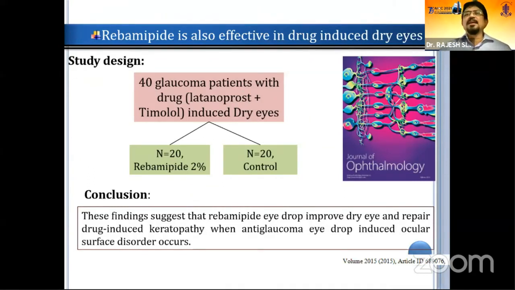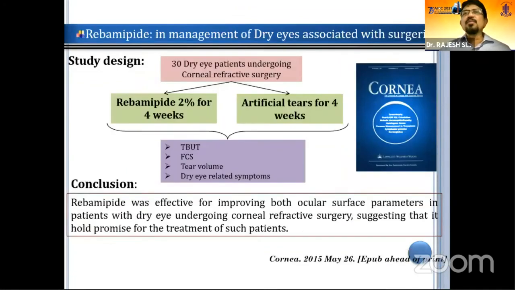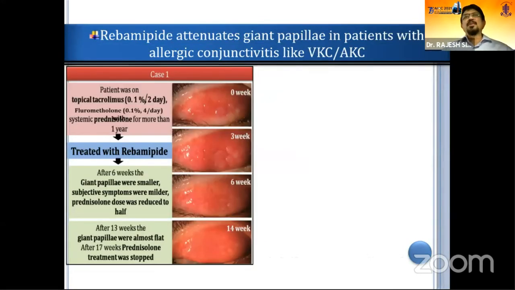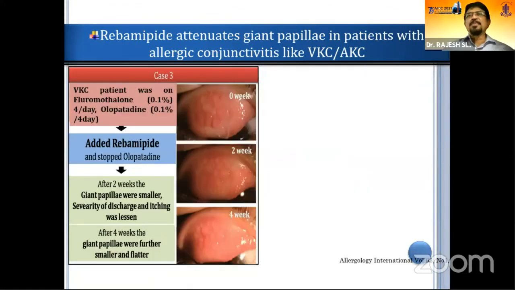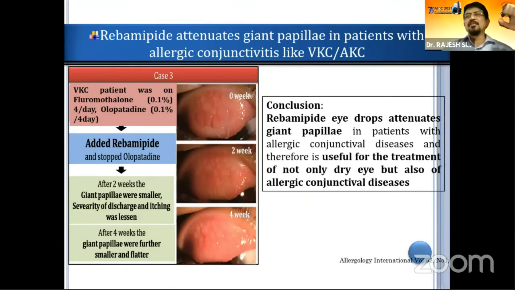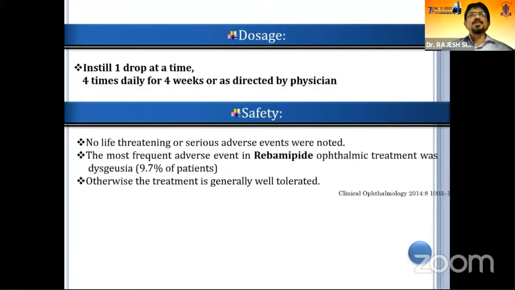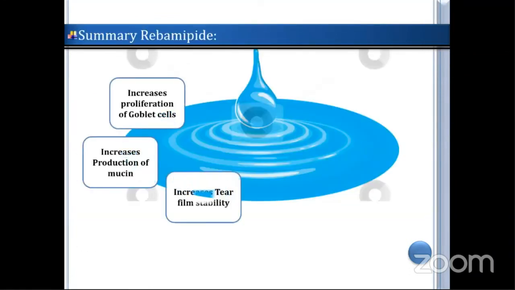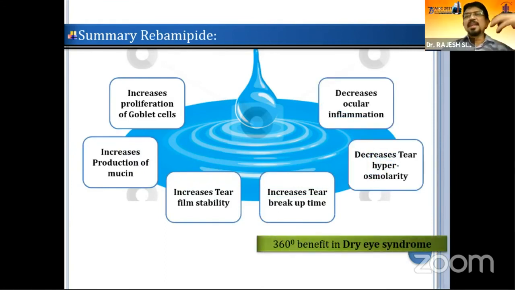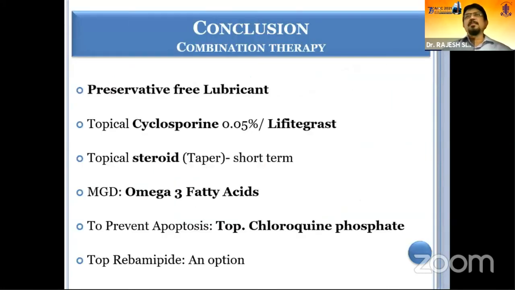Now, a couple of human studies as well as animal studies have shown that it improves the symptoms related to dry eye and improves the repair and health of the ocular surface. And not only in dry eye, it also helps in certain allergic conjunctivitis like VKC or AKC, wherein it reduces the giant papillae and thereby improves the health of the ocular surface. As far as dosage is concerned, it is instilled one drop at a time, four times daily for four weeks. And it is reasonably safe. That's why this polymer, which is really coming up quite fast and is being accepted by many people, is very beneficial for protecting the ocular surface.